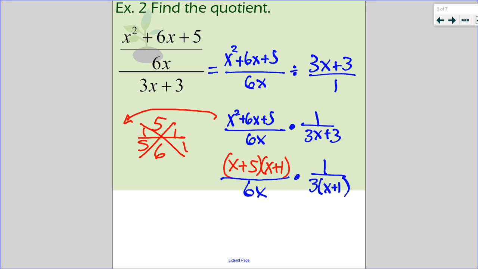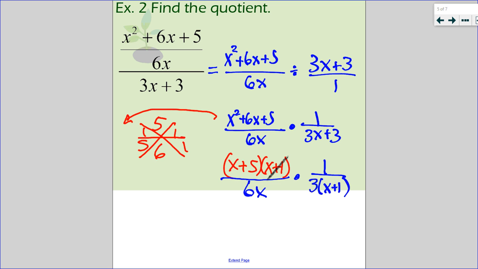Where'd you get the 1 from? Because if you factor a 3 out of this binomial, 3x divided by 3 is x, and 3 divided by 3 is 1. So you have to think that what you get here has to equal what we had before. So if you distribute the 3, you see how? Okay. Now we can cancel x plus 1.